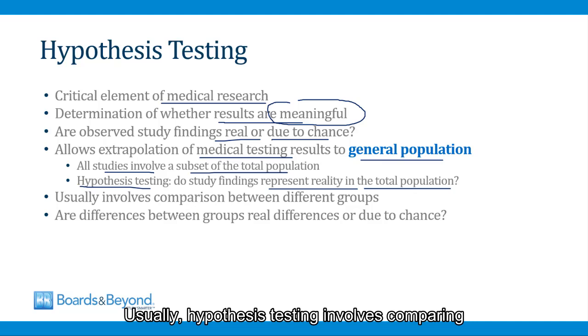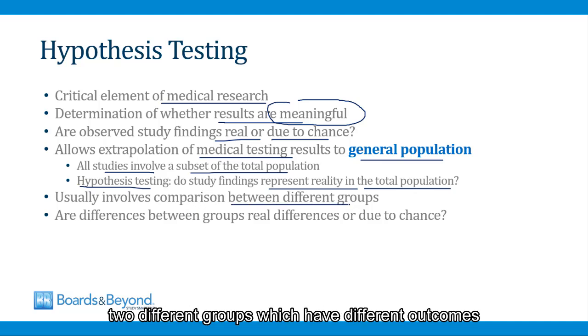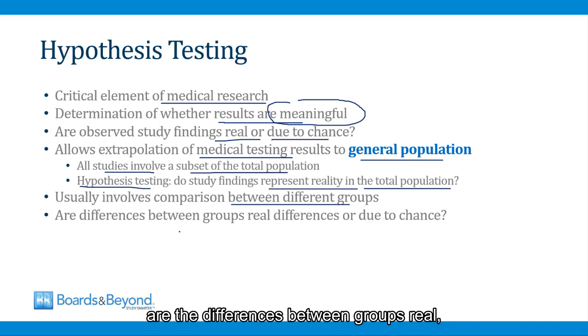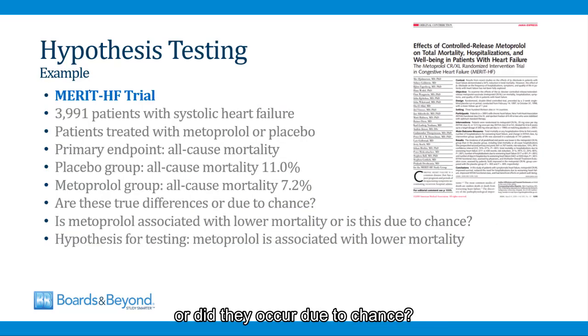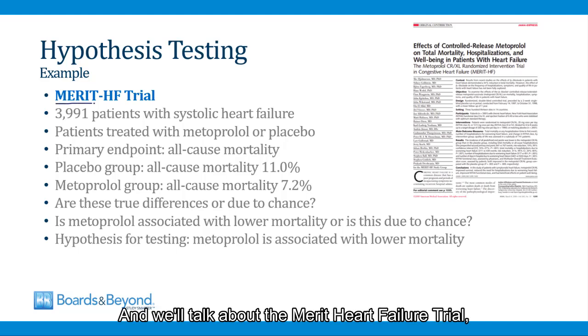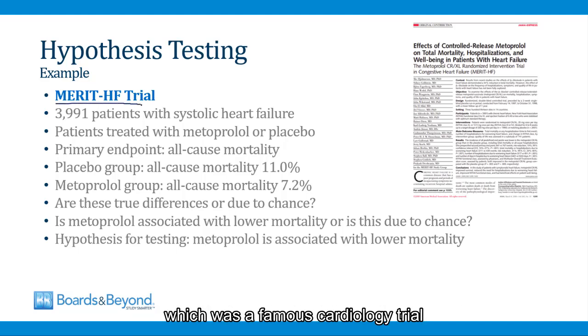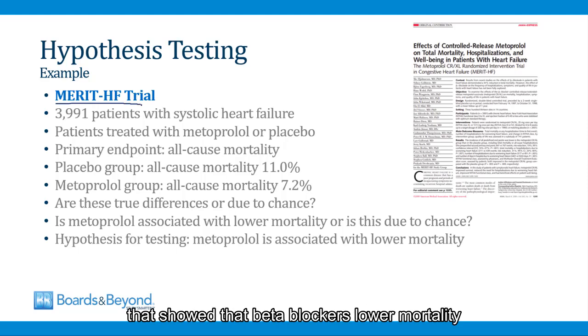Usually, hypothesis testing involves comparing two different groups which have different outcomes, and what we're usually asking is, are the differences between groups real, or did they occur due to chance? So to give you a better picture in your mind of what I mean by hypothesis testing, let's talk about an actual clinical trial, and we'll talk about the MERIT heart failure trial, which was a famous cardiology trial that showed that beta blockers lower mortality in patients with systolic heart failure.